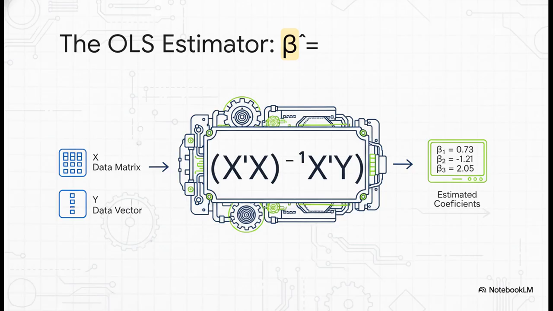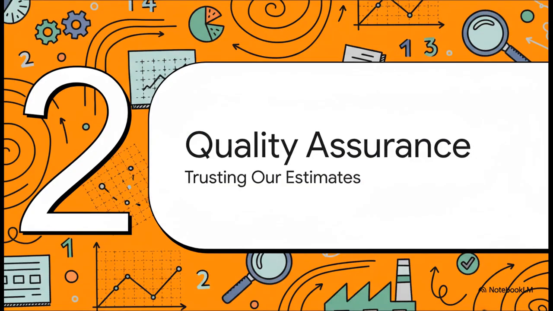This is the engine room of linear regression. All right, so we've got a formula. We have a way to get our estimates. But that immediately leads to the next big question. Are they any good? I mean, why should we actually trust the numbers that this formula spits out?